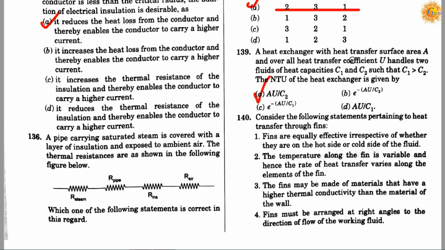It means a heat exchanger with a heat transfer surface area A and overall heat transfer coefficient U handles two fluids of heat capacities C1, C2, such that C1 is greater than C2. The NTU of a heat exchanger is given by AU divided by C2.